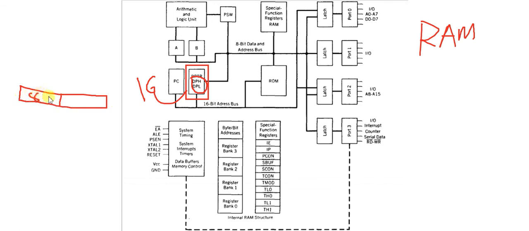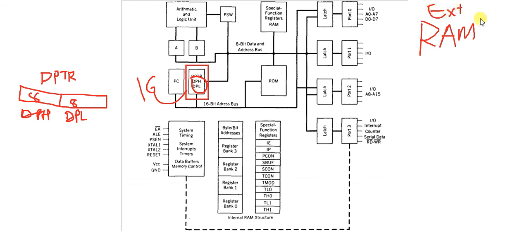Okay, this is DPH and this is DPL. So it is a combination of two registers, and when we combine these two 8-bit registers, it becomes DPTR. But it will only be used when we want to access external RAM.